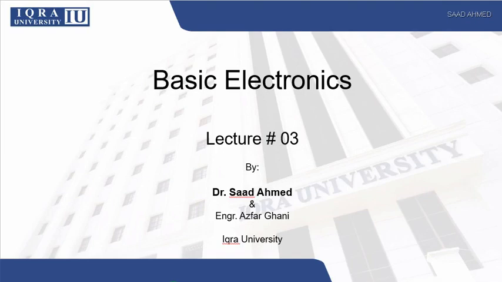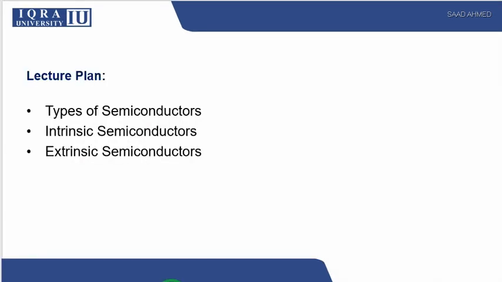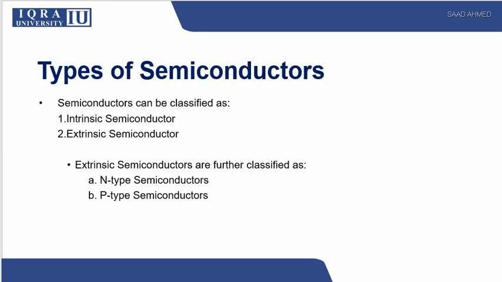I'm Dr. Saad Ahmad. Today we will be discussing the types of semiconductors, and there are two types basically, the intrinsic semiconductor and the extrinsic semiconductor. We'll discuss in detail how these semiconductors are formed and how they are applied and used in electronic circuits for making electronic devices.